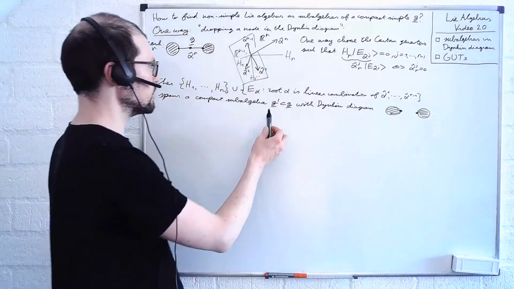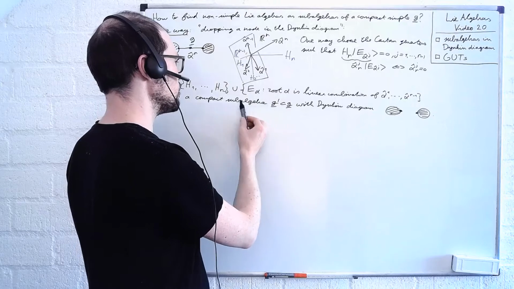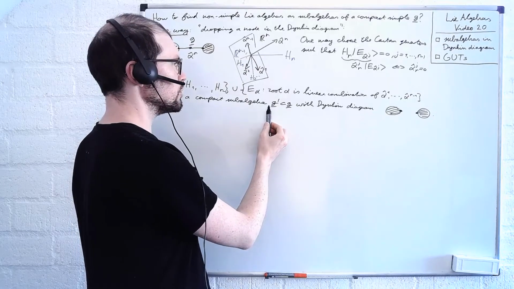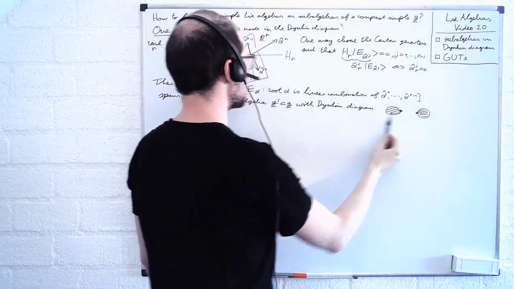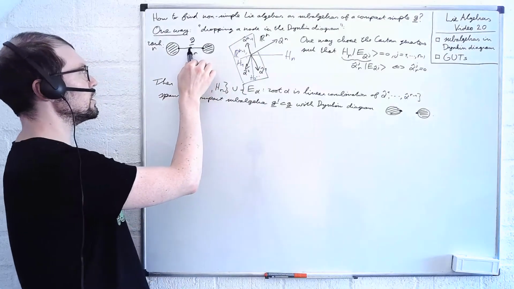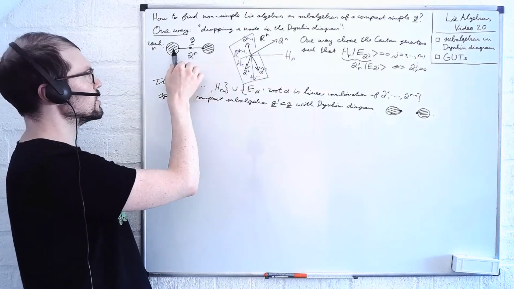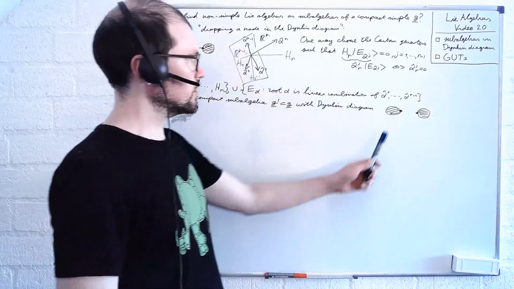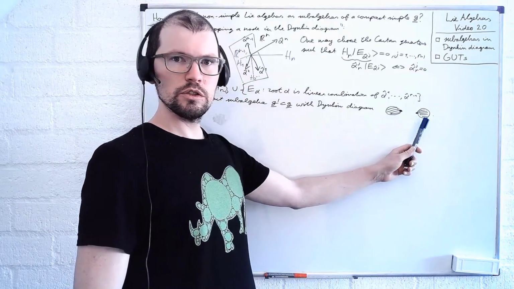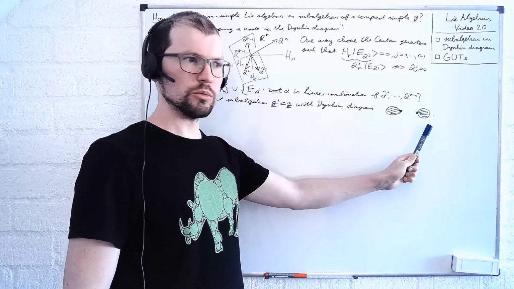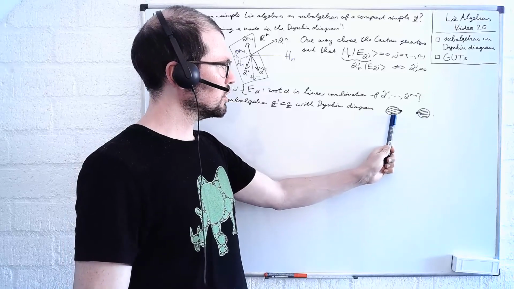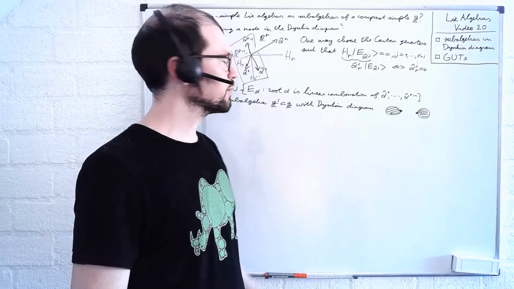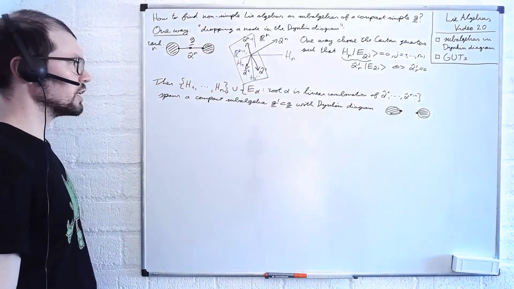So here we found a compact subalgebra, which is not necessarily simple, depending exactly on where I choose this node to drop. So in this case, it splits into two disconnected components. So this is a non-simple Lie algebra that is composed of two simple parts. But we can actually do it slightly better.